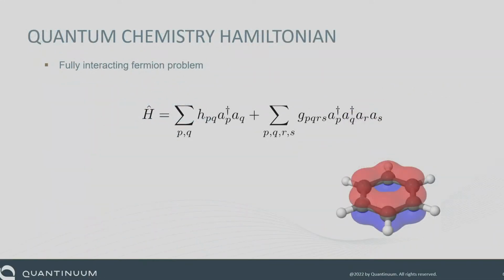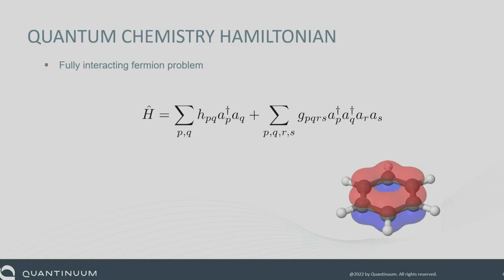Okay, so I'm going to start with what some of you may have seen before. I just want to introduce the quantum chemistry Hamiltonian. The quantum chemistry Hamiltonian is the fully interacting fermion problem, where we essentially have one-body interactions and two-body interactions, and then we have fermionic creation and annihilation operators, which I'll introduce later. But essentially, if you squint, you can see that it's like the Fermi-Hubbard model, where rather than having nearest neighbor interactions, we have all possible global interactions.